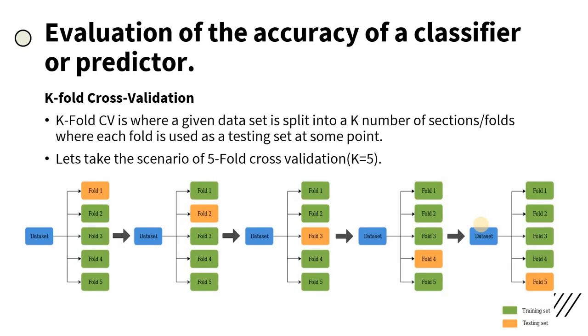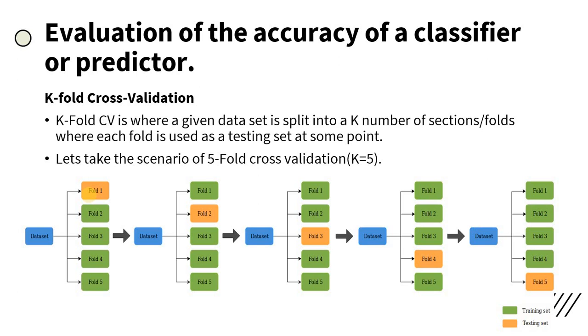The next one is K-fold cross validation. It is a very important method to evaluate accuracy. Mostly in classification algorithms we use the K-fold cross validation method. In this method, we are given a data set and we split it into k sections. Suppose here we take k equal to 5. It means the data set is split into 5 folds.